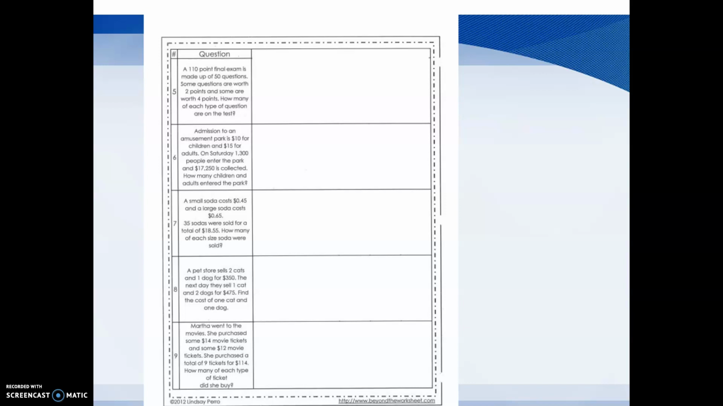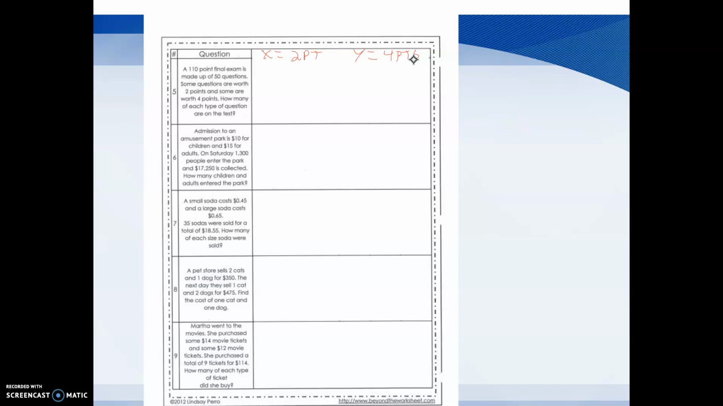All right. So again, we're going to start off by defining our variables. So you've got x will be my 2 pointers. Okay. And then we got y is going to be my 4 pointers. All right. So this is a very interesting one. Because if you look at the very top sentence up there, that is really going to give me both equations if you think about it.